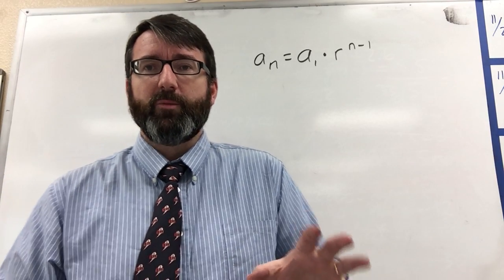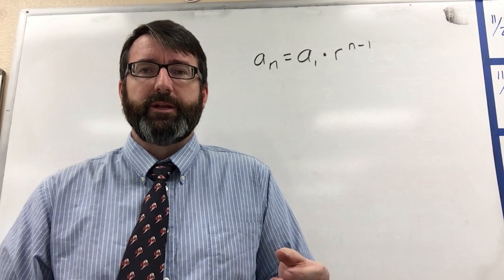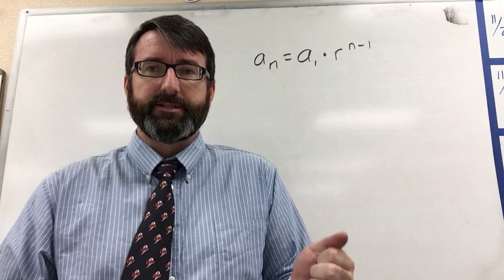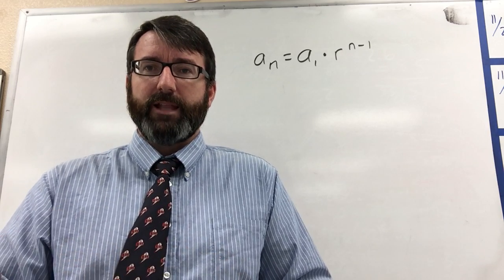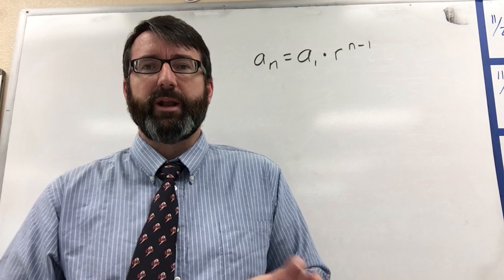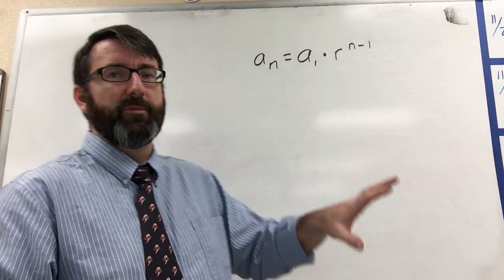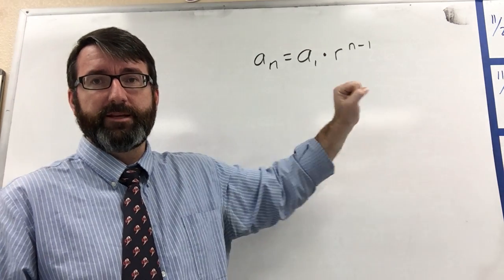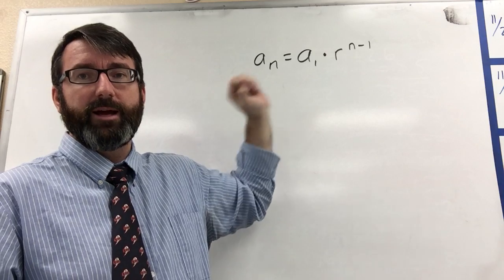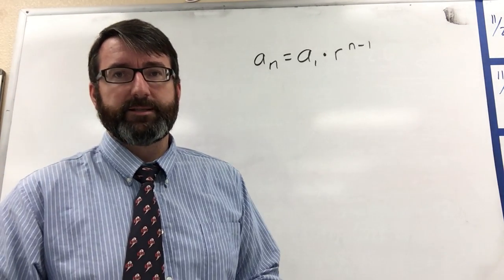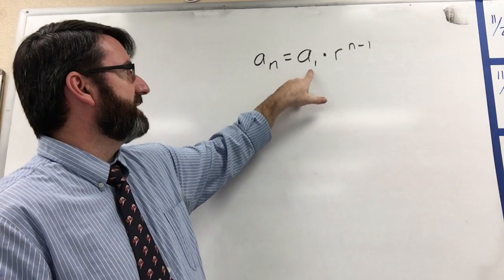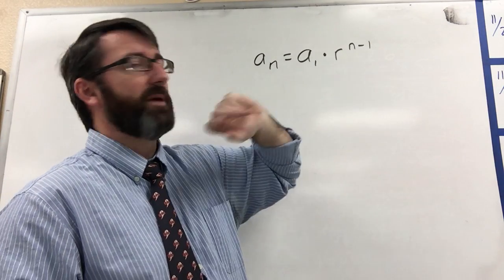All right, today we are finishing up our unit on geometric sequences and series. I know that yesterday's video was kind of a lot. There was a lot of information in there, but I hope that at the very least you remember this equation. This is the general explicit formula for a geometric sequence. A sub n equals a sub 1 times r to the n minus 1.